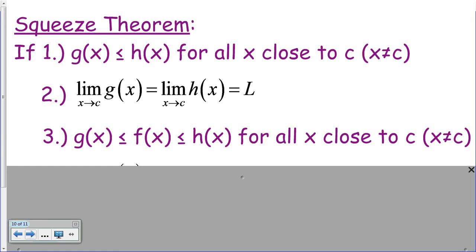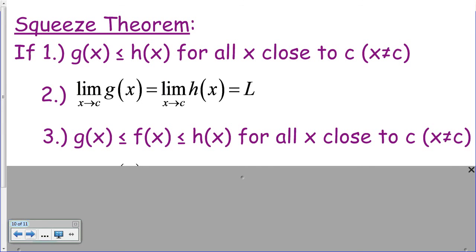The first one says if g of x is less than or equal to h of x for all x close to c. But you don't have to worry about what's happening right at c. Okay, so you have to come up with 2 functions, g and h, and show that function g is less than or equal to function h for x close to c. The second condition is that you have to be able to show that the limit as x goes to c of g of x is equal to the limit as x goes to c of h of x, which we'll call L here just for ease of writing later on. So you have to show that the 2 limits are the same as x goes to c.